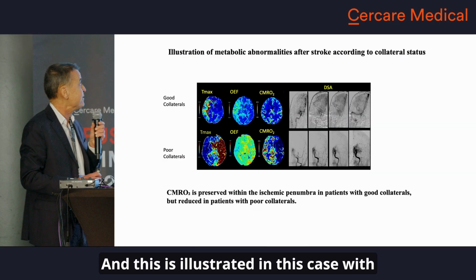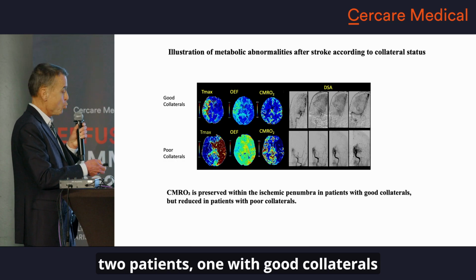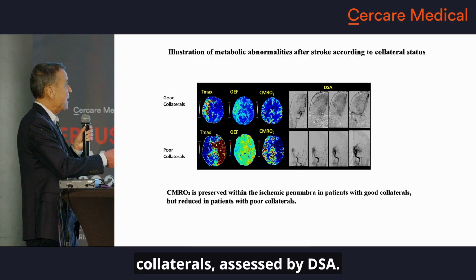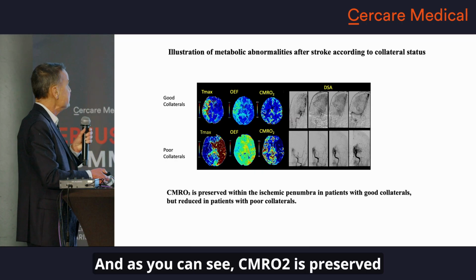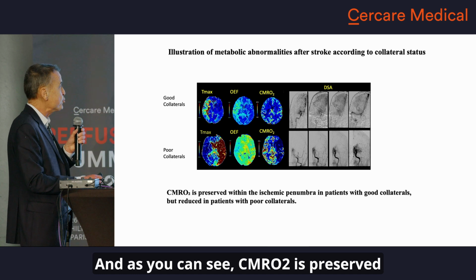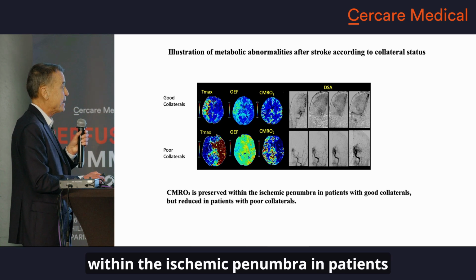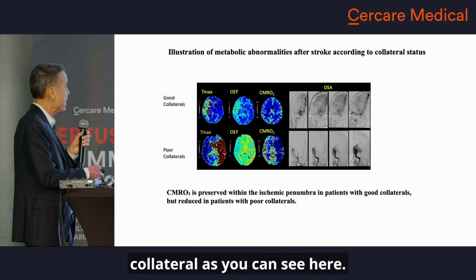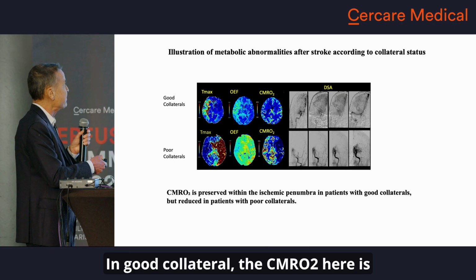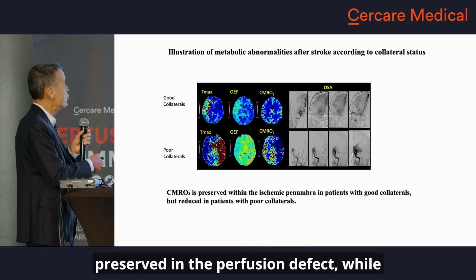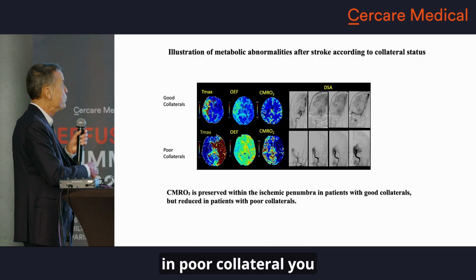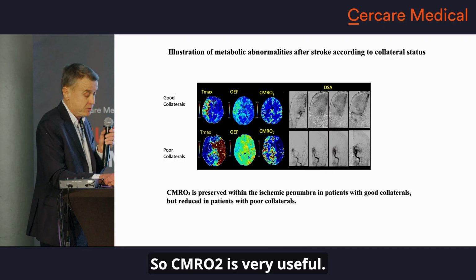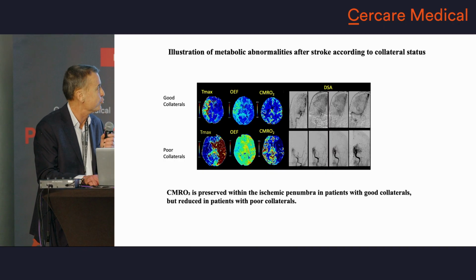This is illustrated in this case with two patients, one with good collaterals and one with poor collaterals assessed by DSA. And as you can see, CMRO₂ is preserved within the ischemic penumbra in patients with good collaterals, but reduced in patients with poor collaterals. In good collaterals, the CMRO₂ is preserved in the perfusion defect, while in poor collaterals, you can see a decrease in CMRO₂. So CMRO₂ is very useful.